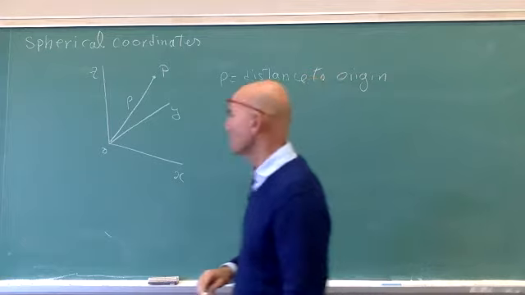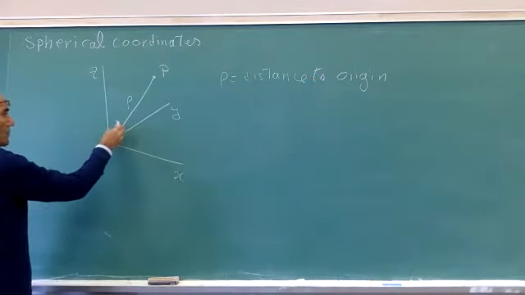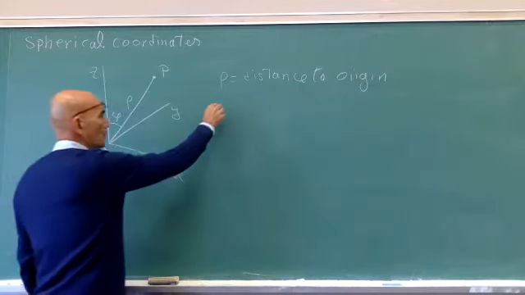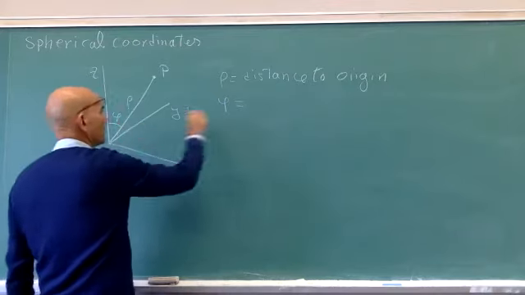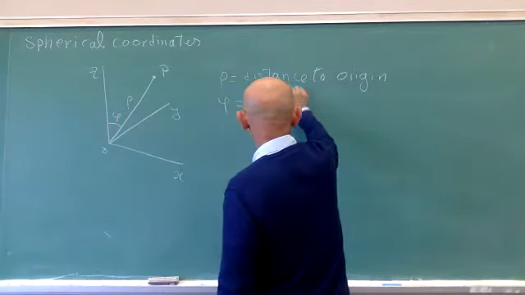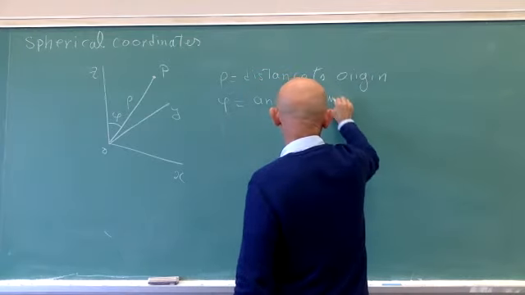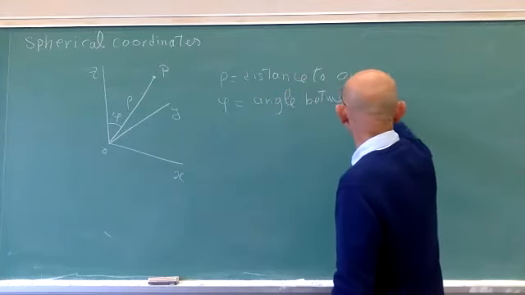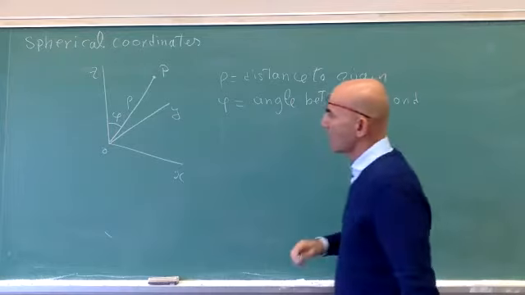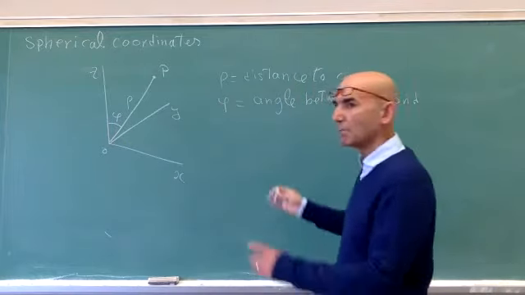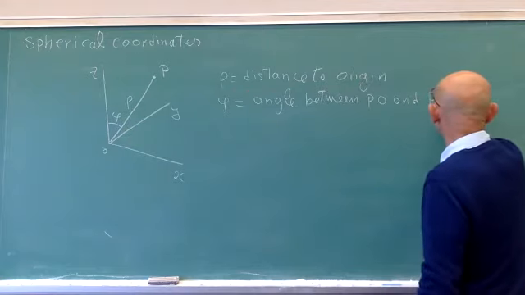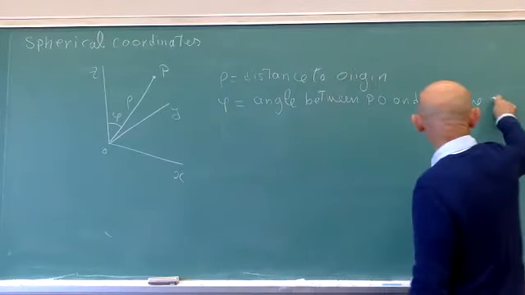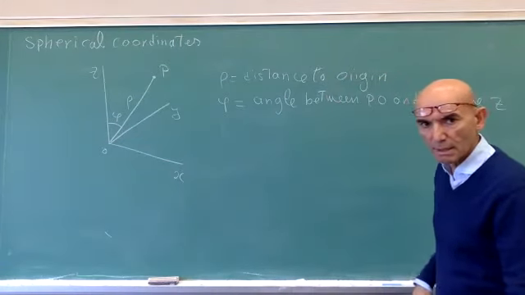And then there is an angle here which we can use, phi. Another coordinate we use is phi, the angle between PO and the positive z-axis.